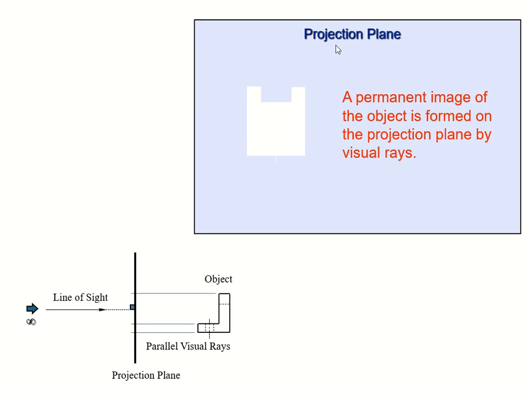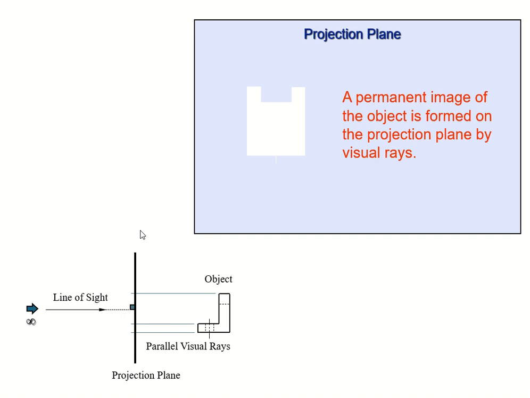What you need to know about your projection plane is that you've got a permanent image of your object on that plane. You know how an image is formed by the rays, the photon rays, and in common words we call them the visual rays. This is your orthographic projection theory diagram, so don't forget that.